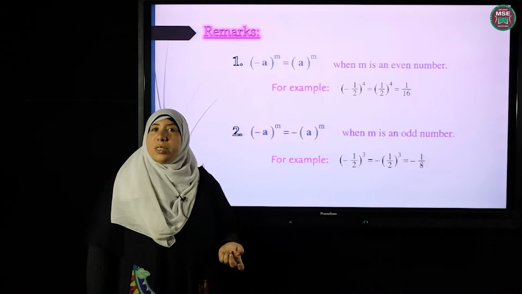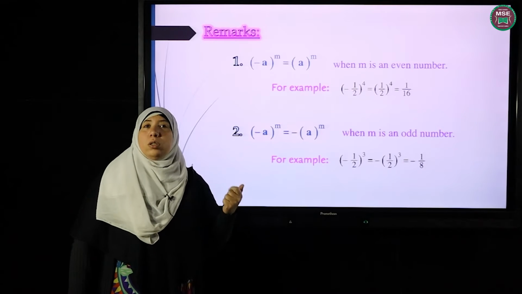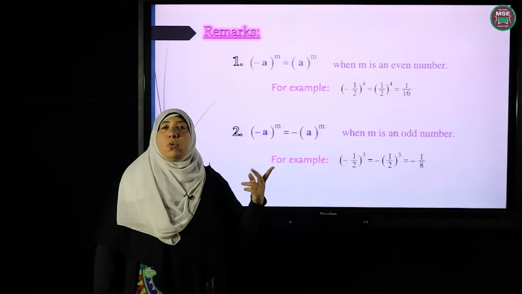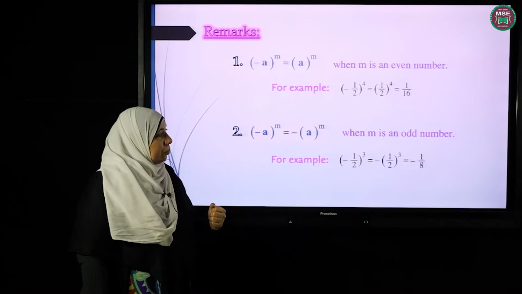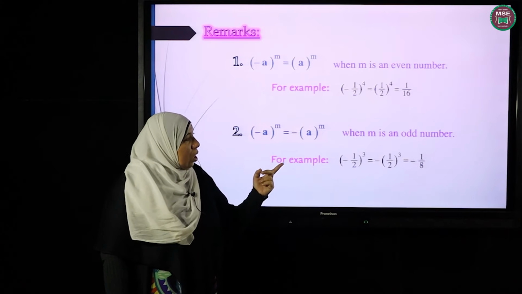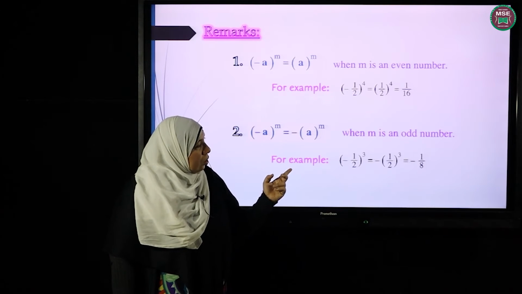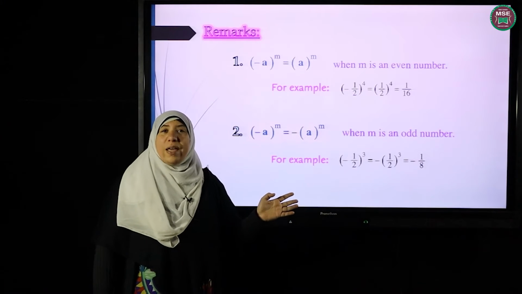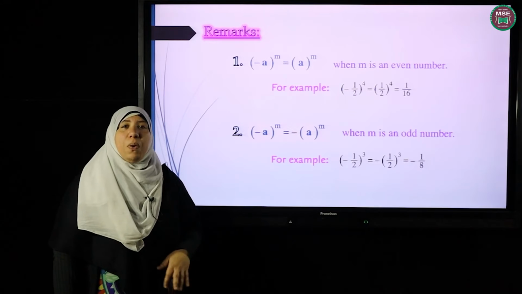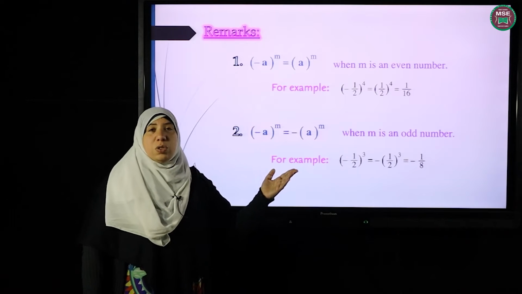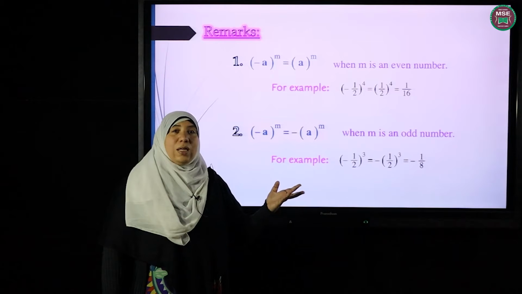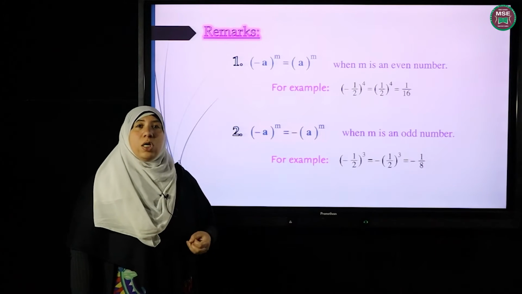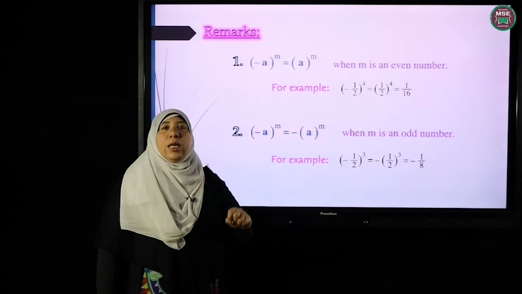You remember the odd numbers and even numbers? The odd are 1, 3, 5, 7, and 9. And the even are 0, 2, 4, 6, 8, and 10. Now, negative 1 over 2 power 3, it will put the negative outside the number. Negative 1 over 2 power 3: 1 power 3 is 1, 2 power 3 is 8, so it will be negative 1 over 8. So, if you have an odd power, the result must be negative.